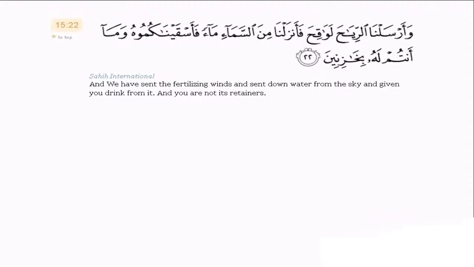So here the blessings of Allah is mentioned, which are actions. And we have sent the fertilizing winds and sent down water from the sky. فَأَسْقَيْنَاكُمُوهُ, and we have given you drink from it. So this action is being mentioned here. So what was more appropriate was to use a plural closer to the action.